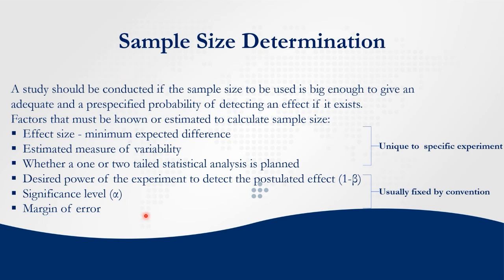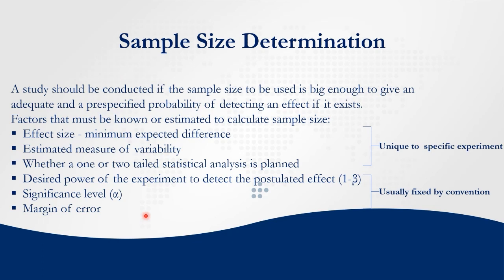Some of these elements are unique to the study, and others you fix. So you will say, for the study, I want my study to have this amount of power. I want the level of significance to be 5%. I want the margin of error to be this much. I'll go into details. For example, the effect size will be unique. And even the measure of variability will be unique, because variables are different and how they behave in different populations is different. So the estimated measure of variability will be unique.